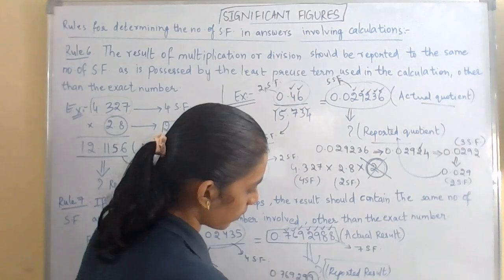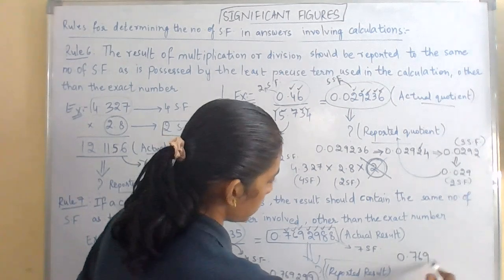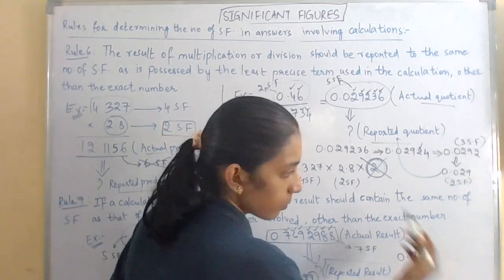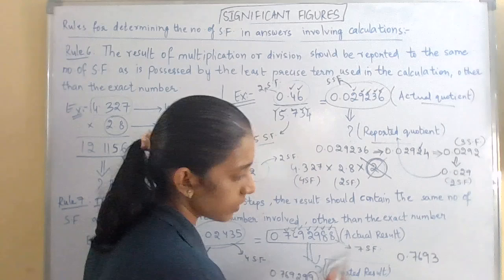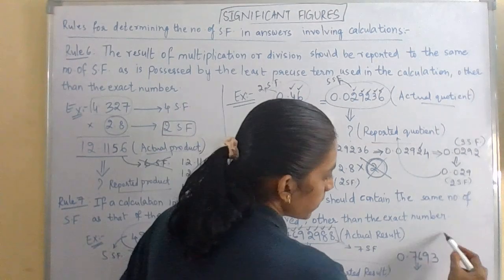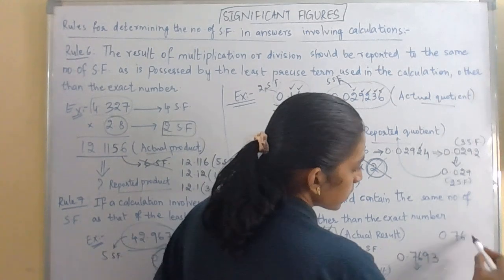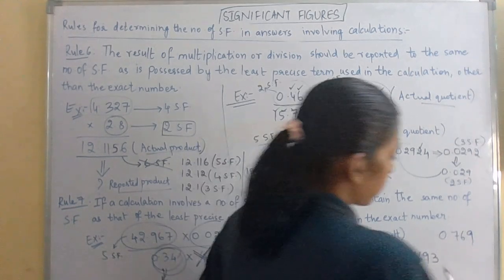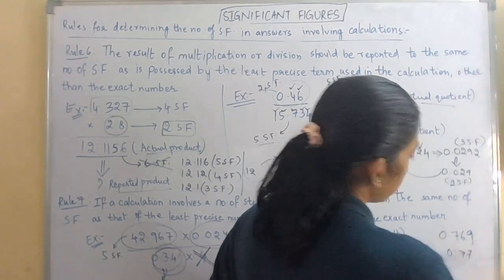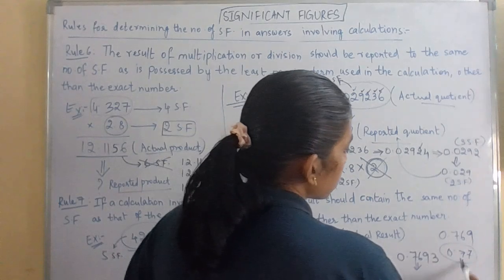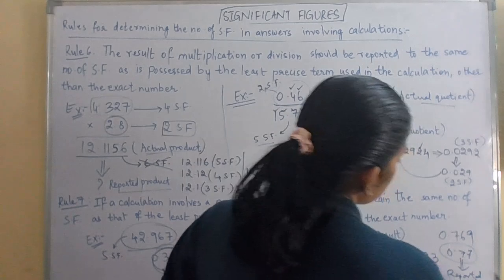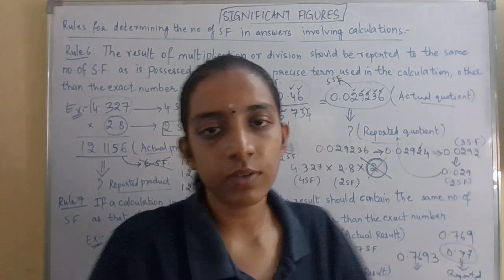0.769299. This 9 is greater than 5, right? So 0.7692. You have to increase it by 1. 9 plus 1 is 10. So 1 is carried forward: 2 plus 1, 3. Now 0.7693, when it is rounded off, what will be the number? 0.769, because 3 is less than 5 and 9 is taken as it is. Again 9 is greater than 5, so 0.77. So 0.77 has 2 significant figures, and this is the reported result. So these are the rules to determine the number of significant figures in a given number.